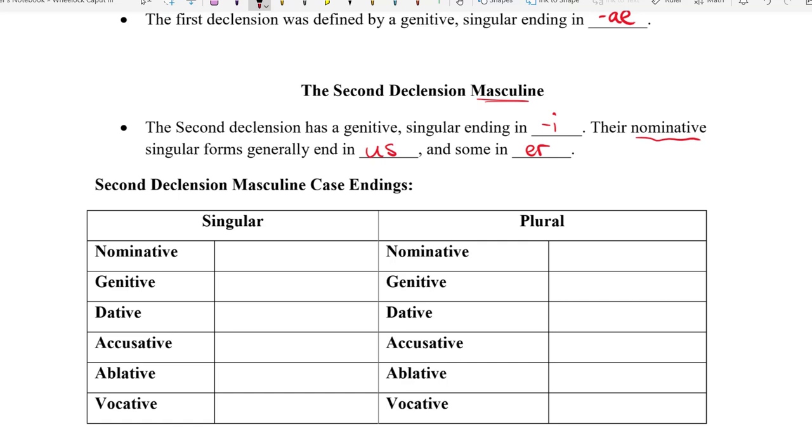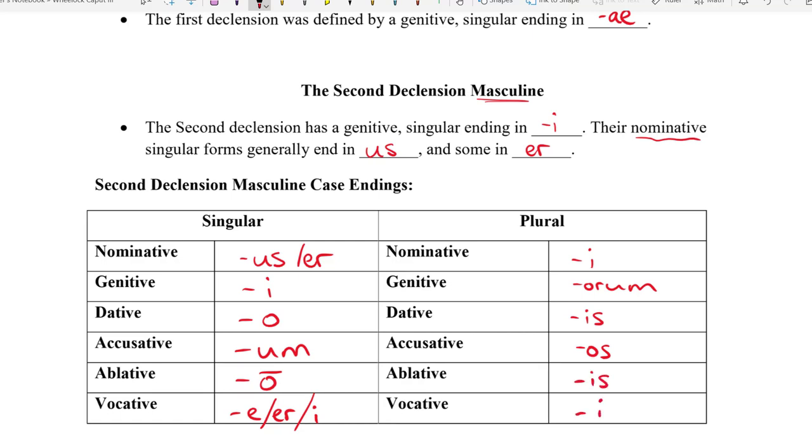So, here we go. Here are our endings. It's US or ER. It's I. Genitive, dative O. Accusative, ablative, long O. And then vocative is the weird one. This is the whole reason why we need to talk about the vocative, is it could be an E, an ER, or an I. These are slashes here. That made it worse. Slash ER slash I. Okay. Plural, we have I, orum, is, os, is, I.